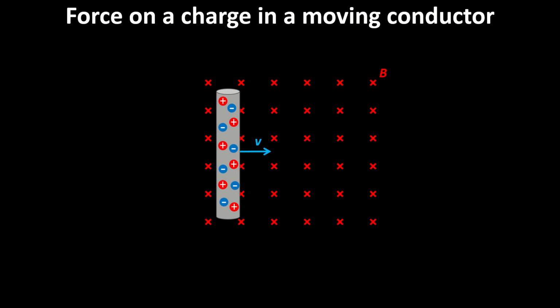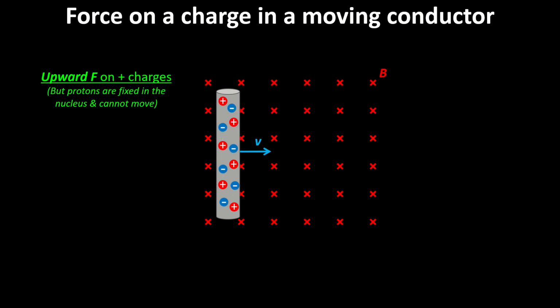Now, if we think about the positive charges and apply the right-hand rule with the fingers pointing into the screen, the direction that the magnetic field's going, thumb pointing to the right, the direction that the rod is moving, the palm is facing up, so the positive charges will experience an upwards force. However, the positive charges are protons, which are in the nucleus, and they're fixed in place. Inside a solid, the nucleus can't move. So the positive charges don't actually move anywhere.